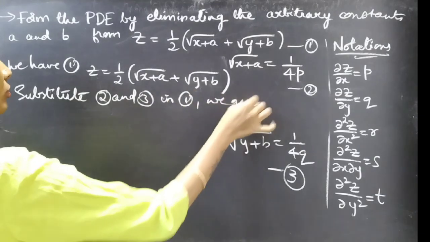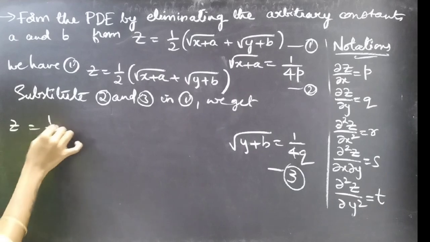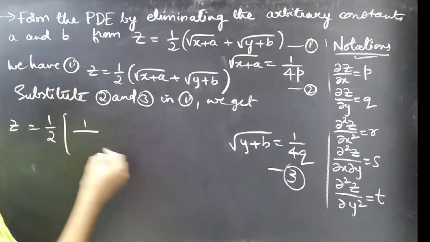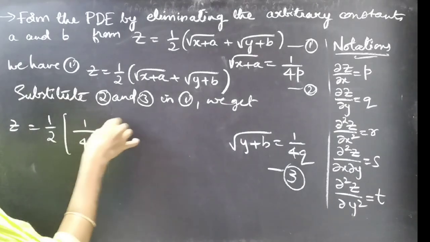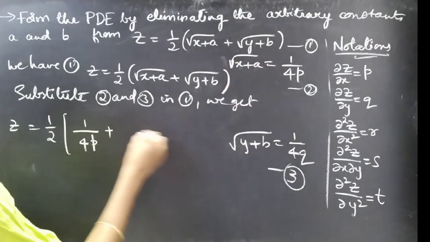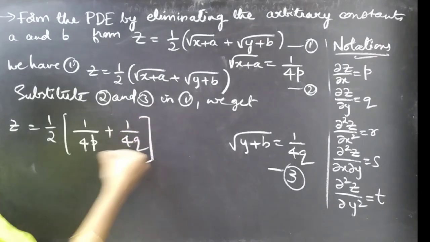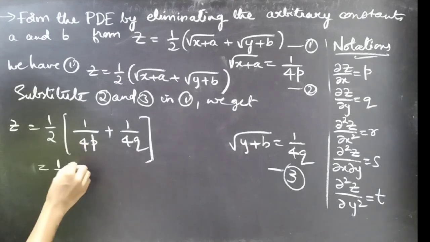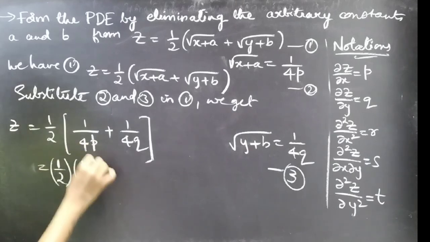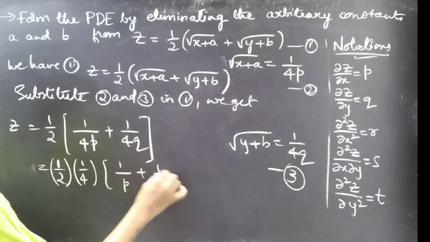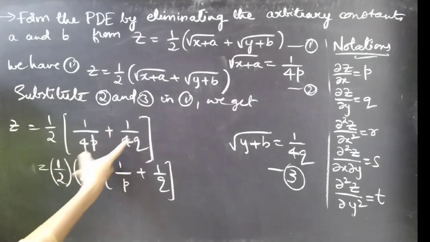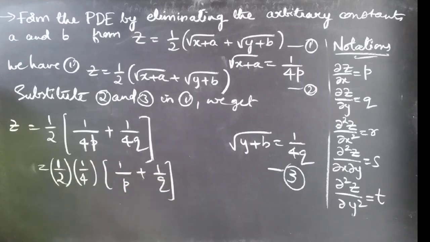We get z equal to 1 by 2 into, since square root of x plus a equal to 1 by 4p, replace it by 1 by 4p, plus square root of y plus b can be replaced by 1 by 4q. Okay, now take 1 by 4 common from these two terms. We'll get 1 by 4 into 1 by p plus 1 by q. By taking 1 by 4 common, you'll get 1 by p plus 1 by q, right?